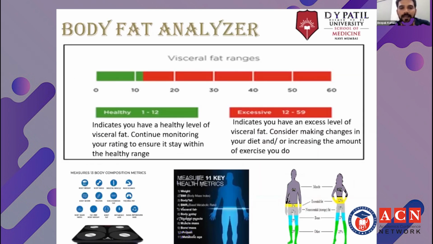Here is a body fat analyzer. You can measure your visceral fat. There is a scale: if it ranges between 0 and 10, the patient is healthy. If it is about 12 to 59, there is a higher chance of excess visceral fat. It indicates an excess level of visceral fat, meaning you should change your diet and increase the amount of exercise you do. With the body fat analyzer we can measure visceral fat, metabolic age, and muscle mass.